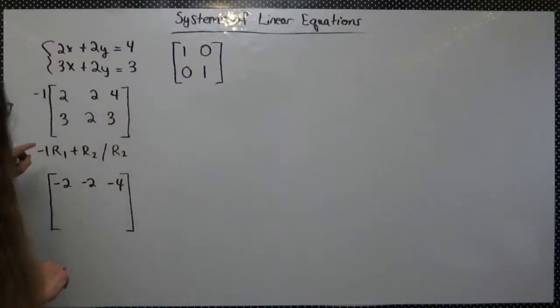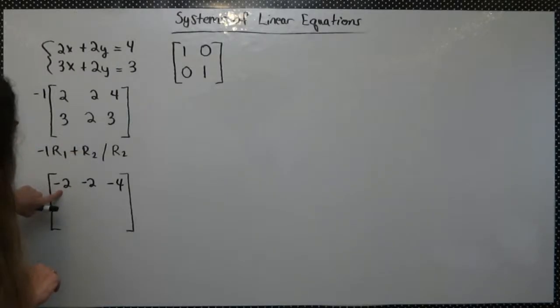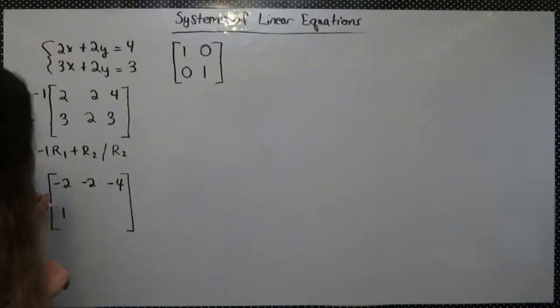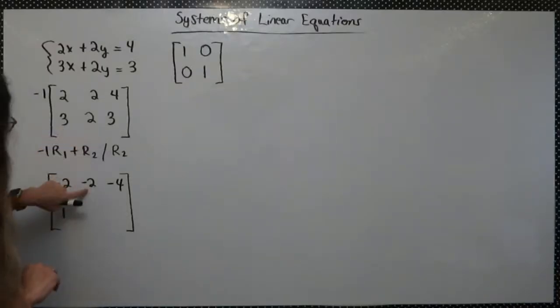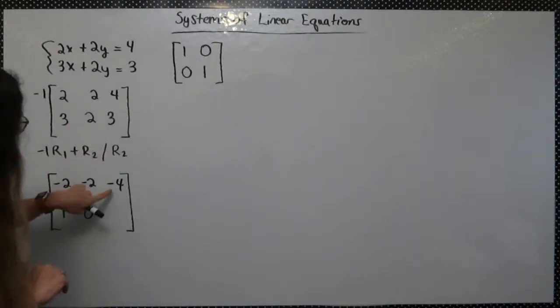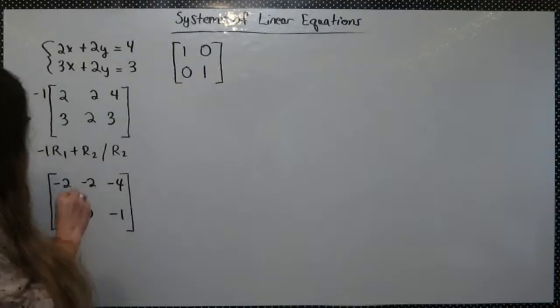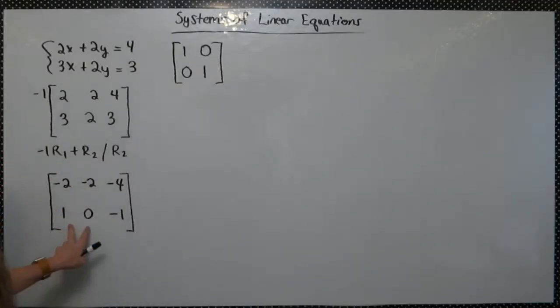And then I'm going to add row 1 and row 2 now. So I have 3 plus a -2 is going to give me 1. And then 2 minus 2 is 0. And then we have 3 minus 4 is -1. All right.